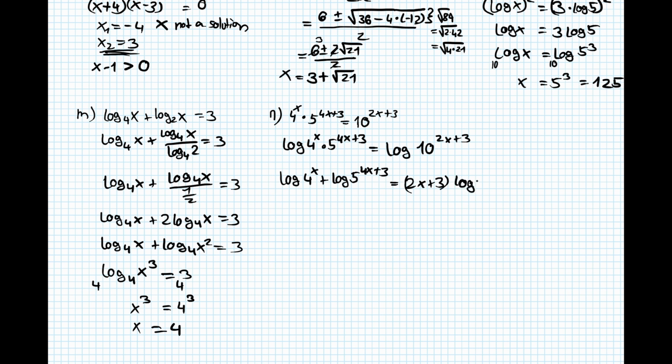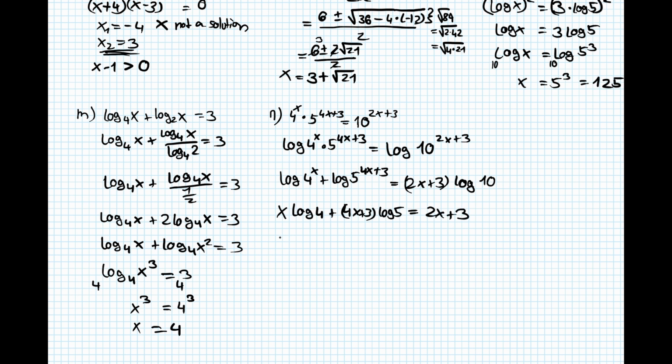Log base 10 of 10, and that's just 1. So we can actually take this out. Alright, so that's x log 4 plus 4x plus 3 times log 5 equal to 2x plus 3.